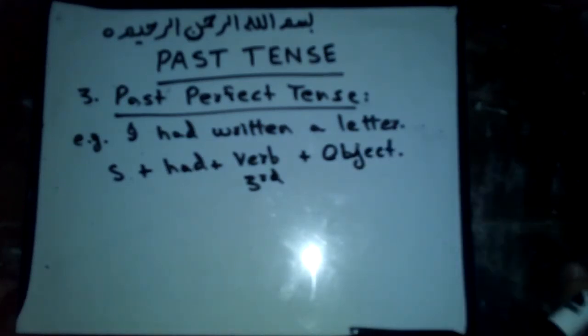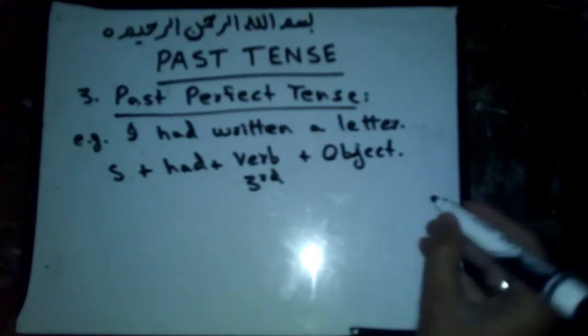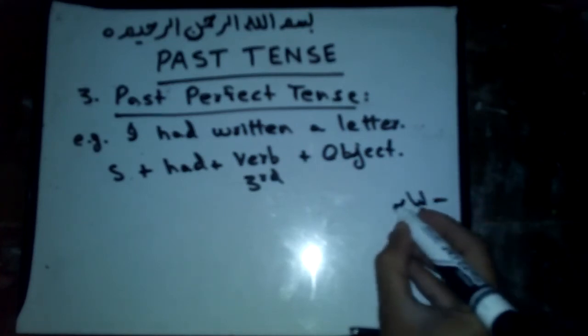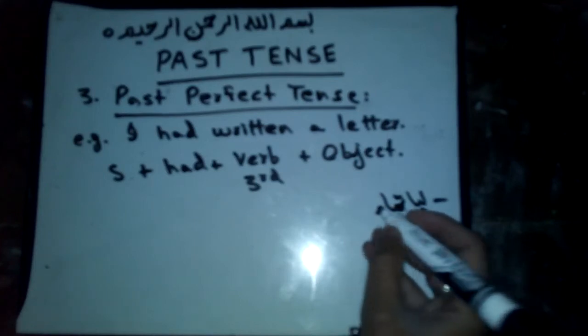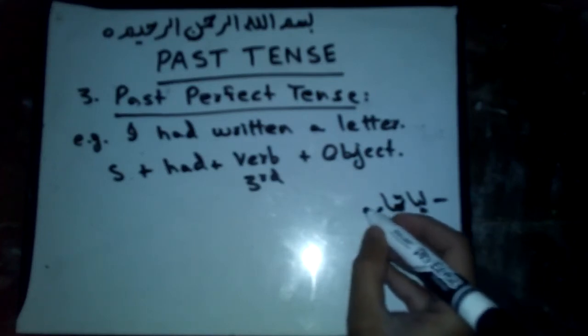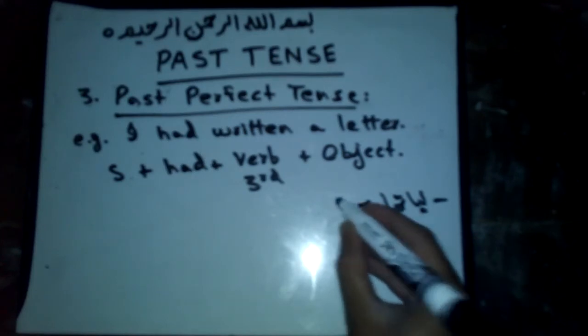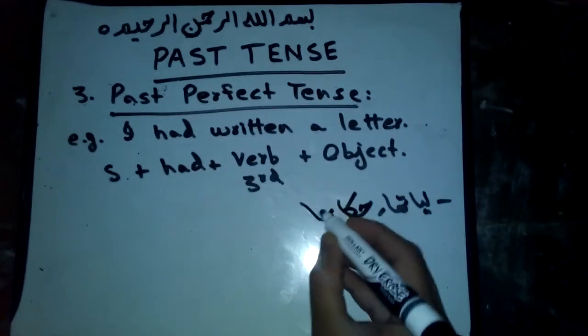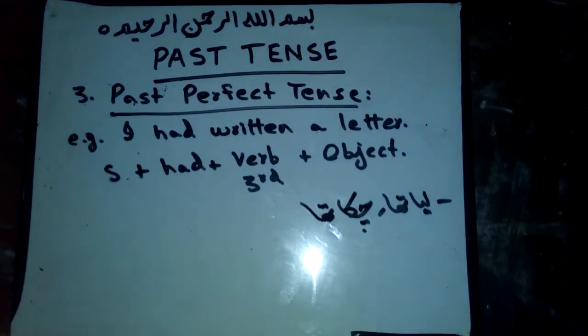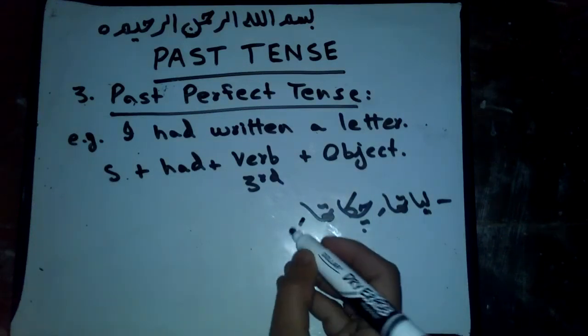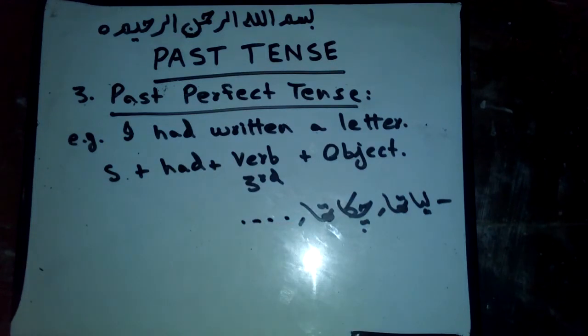Its Urdu translation is, I had written a letter. Maine khat likh liya tha. So Urdu examples are liya tha, main kaam kar chuka tha, I had done my work. Chuka tha, maine padh liya tha, I had read. Okay, in this way you can use it.